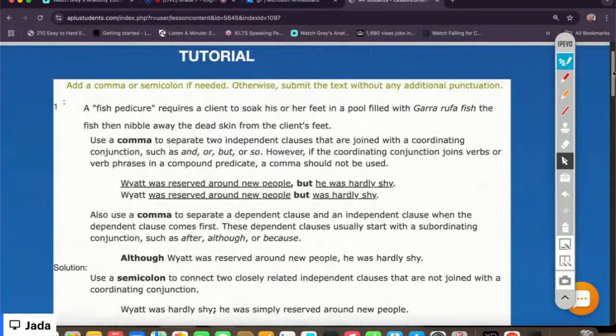Alright, so we have: use a comma to separate two independent clauses that are joined with a coordinating conjunction. So if you have independent clauses that are joined with a coordinating conjunction such as and, but, or so, you have to put a comma in between them.